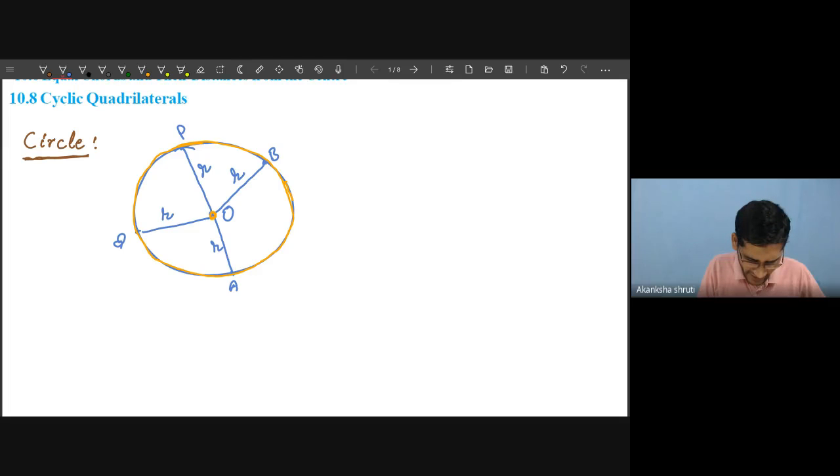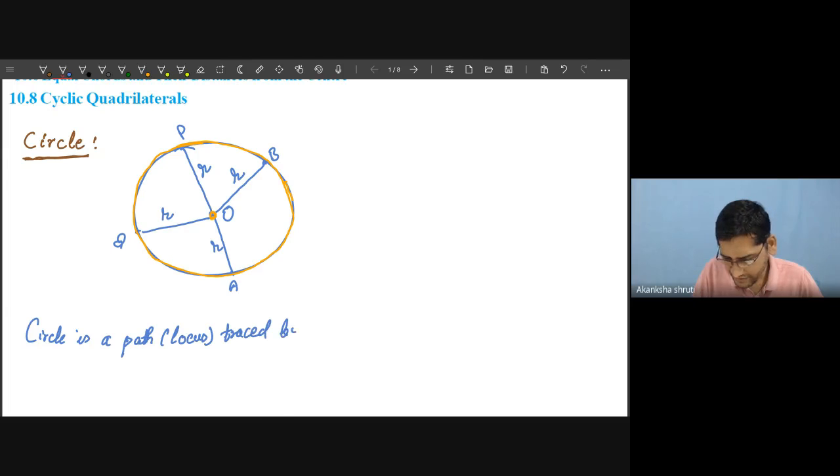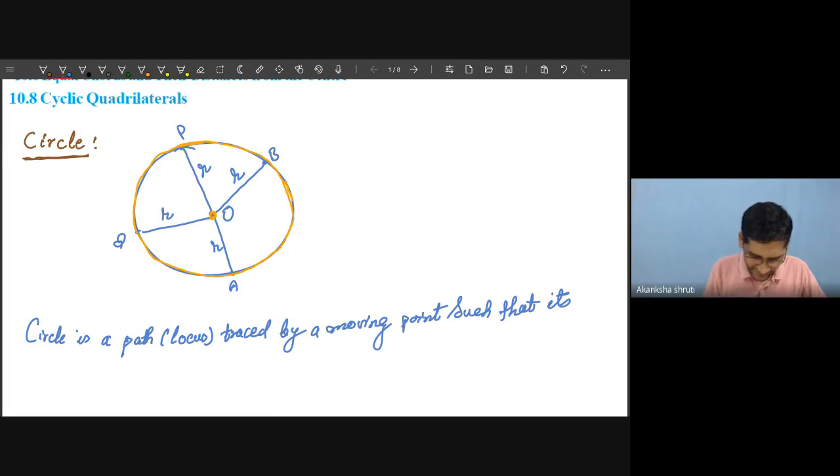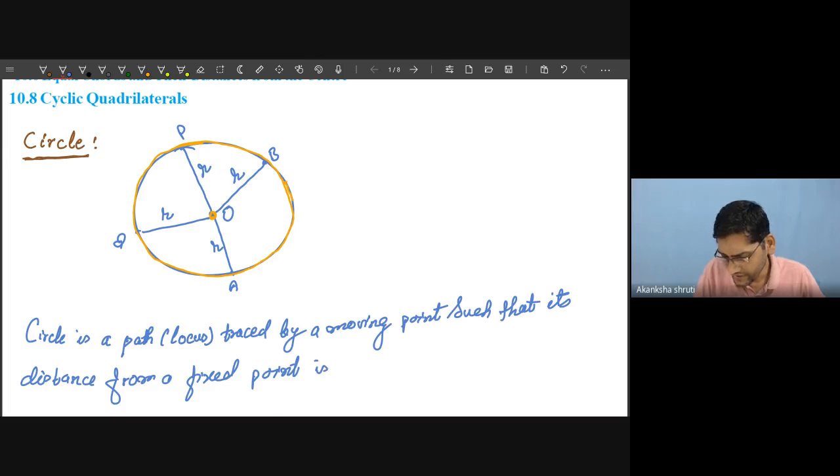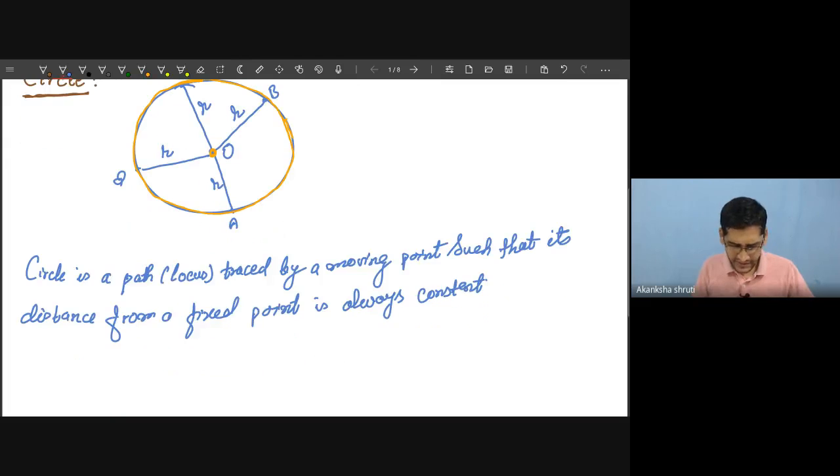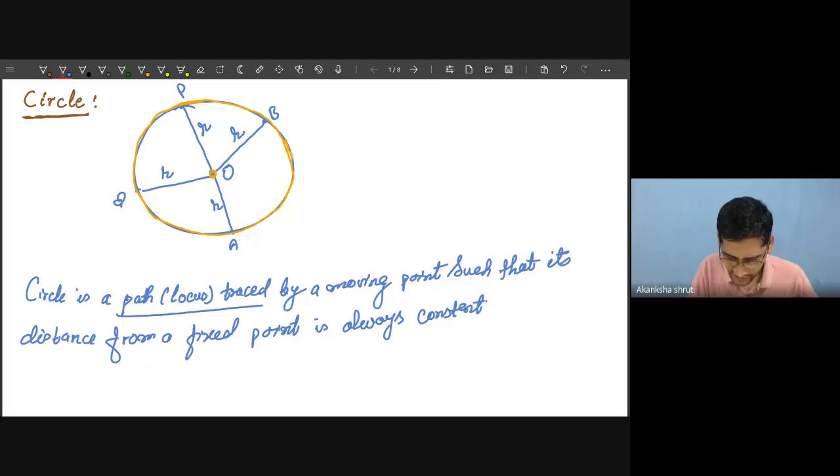So circle is a path. This path is sometimes also called locus. Path formed or traced by a moving point such that its distance from a fixed point is always constant. So this circular path, this path or locus, this is called the circle.